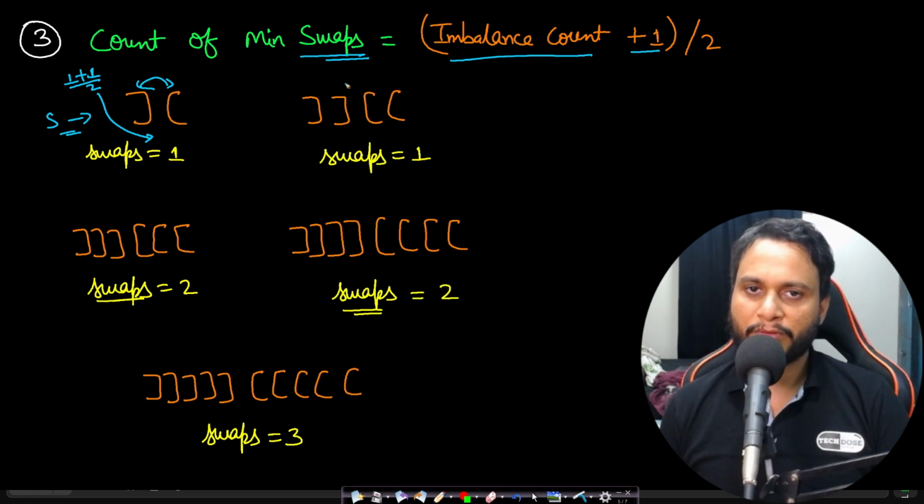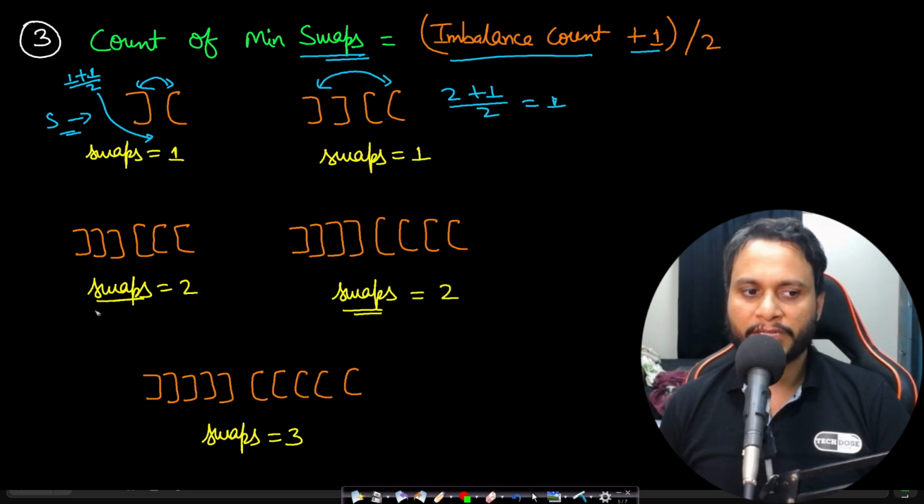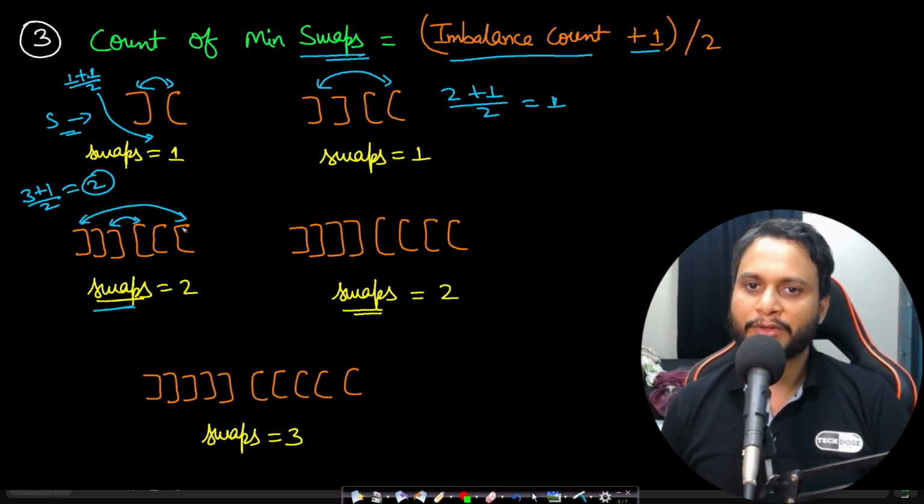In the second example, we have 2 pairs of imbalances. So if you compute (2 + 1) / 2, there will be only one swap required to make it balanced. If you look at the third example, there are 3 pairs of imbalances. So if you add 1 to it and divide by 2, you will get 2. And what are those 2? The first with the last and the middle 2 brackets. Okay, if you do some dry run in your notebook, you yourself will be able to understand this logic.